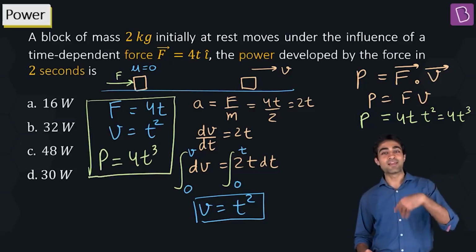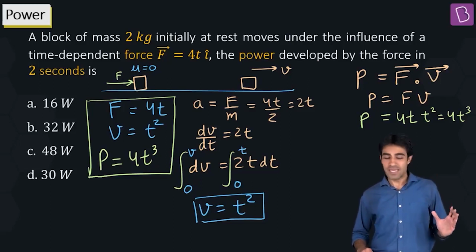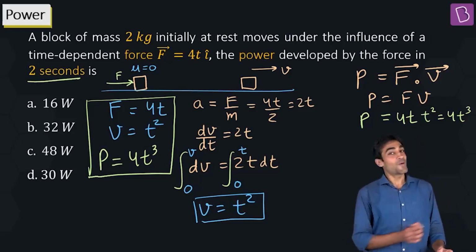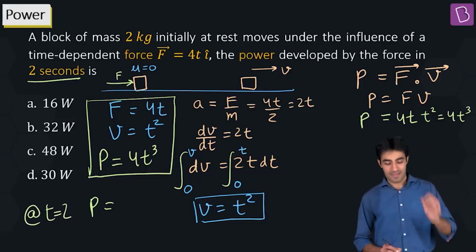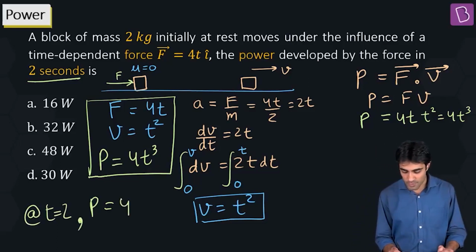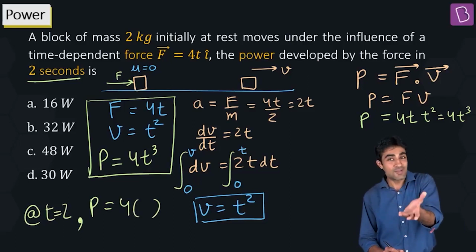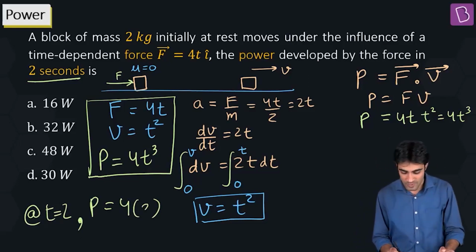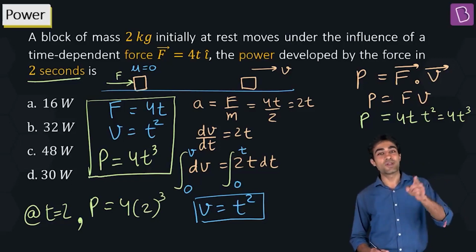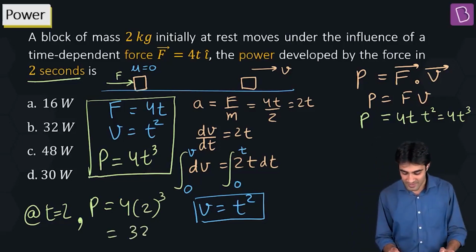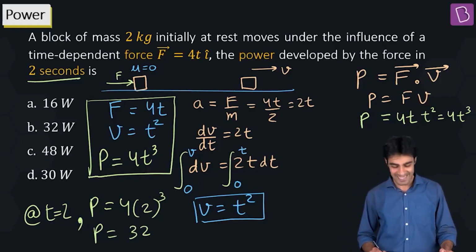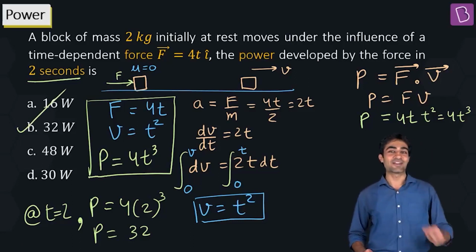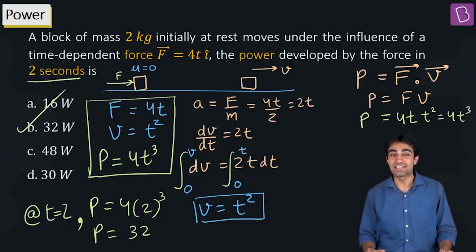Now, if you give me time, I give you everything. So you give me t is equals to 2 seconds. Okay. So power at t is equals to 2 seconds, the power comes out to be 4 times 2 cube. 4 times t cube is 4 times 2 cube. So 2 cube is 8. 4 8s are 32. So power is 32 watt. And we can see that option B is the right answer for our amazing question.